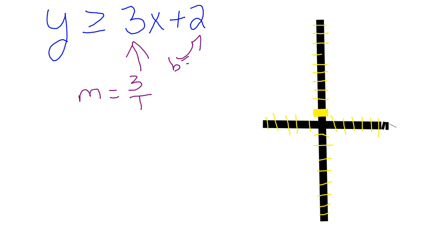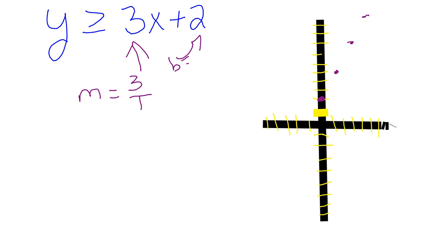So I'm going to put some dots on this graph to make my line. I'm going to begin at the y-intercept at 2, so right here. And from that point, I'm going to go up 3, right 1. Up 3, right 1. And I'm going to continue this until I have my line.